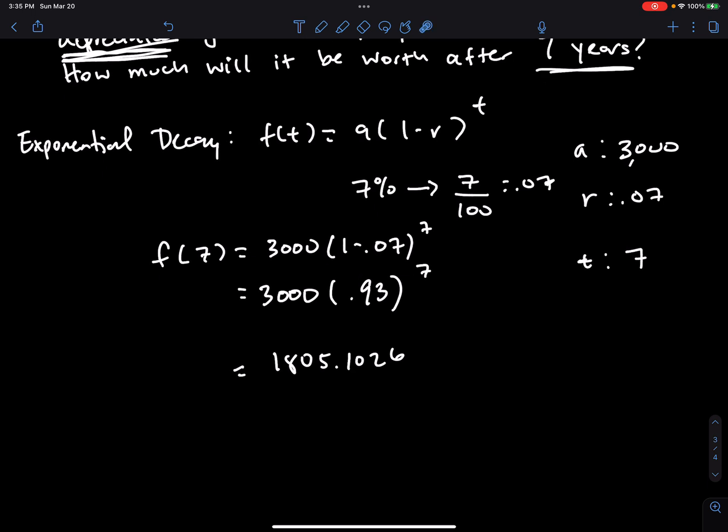I'm going to round that to the nearest cent or nearest hundredths. So this right here is my hundredths. I need to round to that spot, and I see that 2 follows that 0. Since 2 is below 5, I don't do anything. This does not change whatsoever. So my final answer should be 1,805.10. And this is my answer.